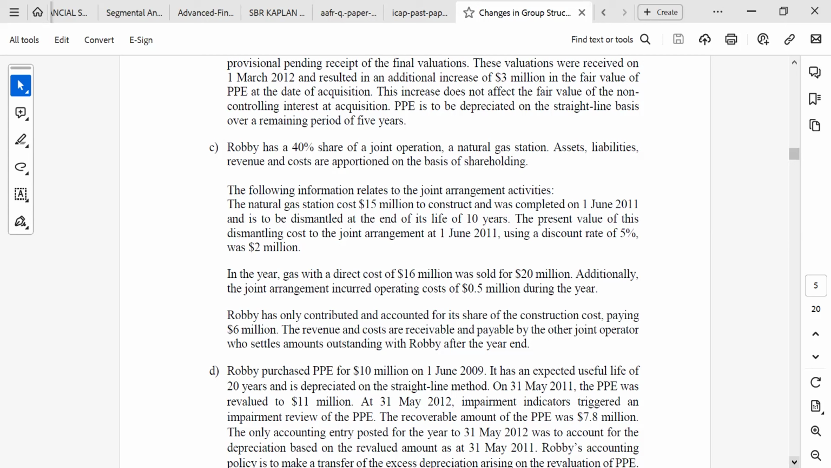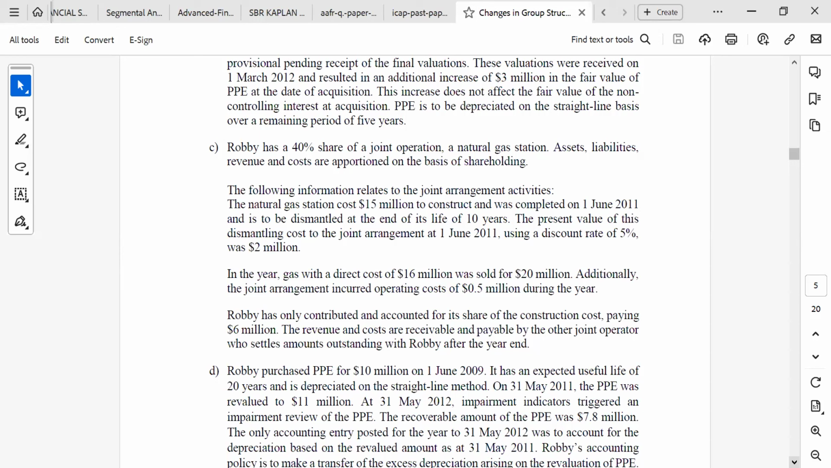So this is what? A joint operation under IFRS 11. The question is telling you that each party to the joint operation has the right to the assets, liabilities, and also the revenue and the cost. So yes, we have done joint operation, we have done joint arrangement last Saturday, and we said that what is going to happen is that we use what we call partial consolidation. So you find your portion of the asset that we are bringing in.